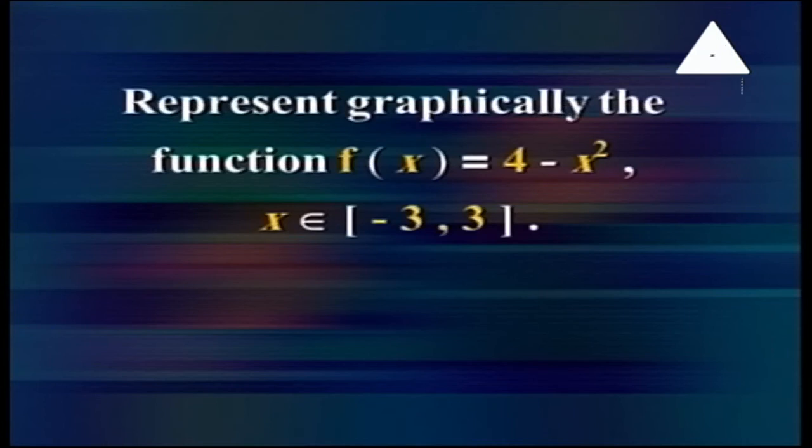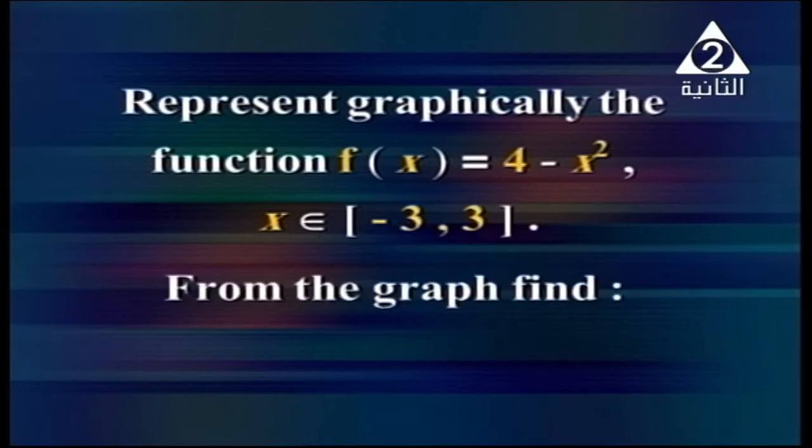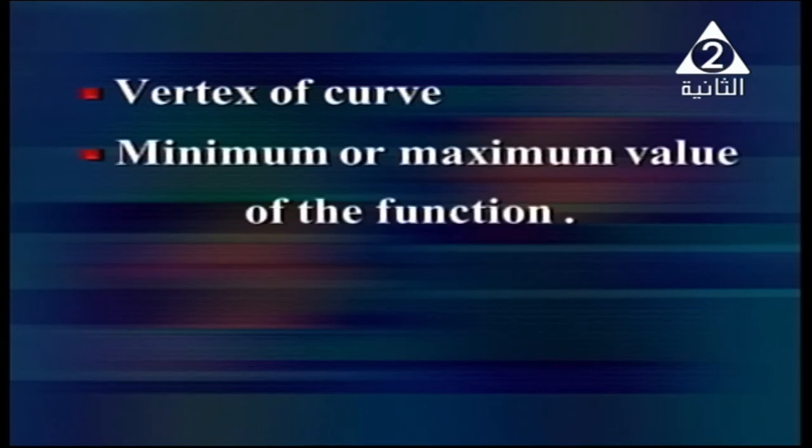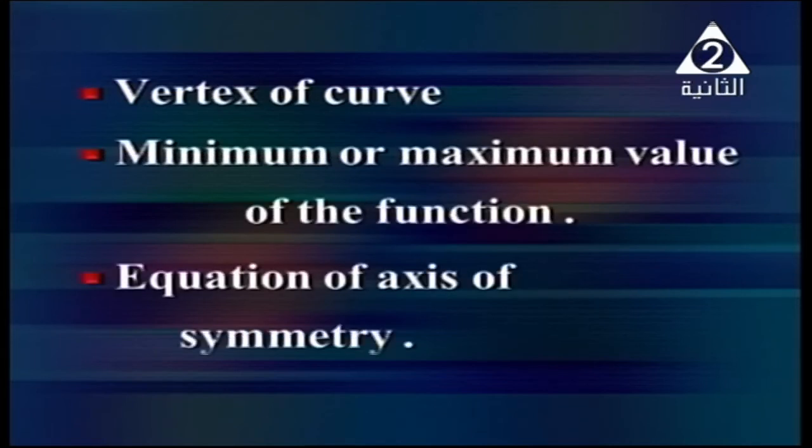Represent graphically the function f of x equals 4 minus x to the power of 2, where x belongs to the closed interval from negative 3 up to 3. And from the graph, find the vertex of the curve, the minimum or maximum value of the function, and finally the equation of the axis of symmetry.